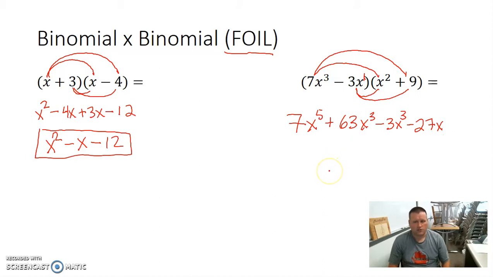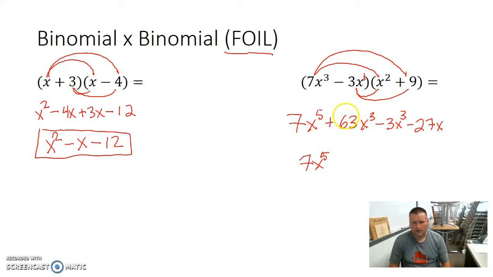Then the last thing to do is just check, make sure if there are any like terms, you need to combine those. Look at my 7x to the fifth. There's no x to the fifth there, so that stays. Look at 63x to the third. There is a negative 3x to the third. So these middle two terms are like. So I'm just going to subtract these.